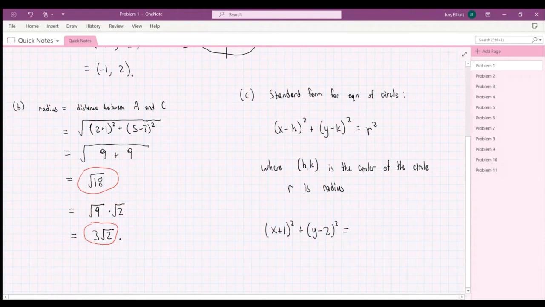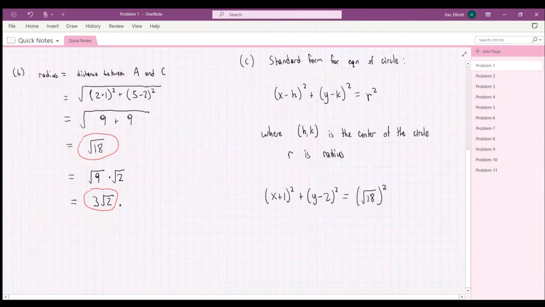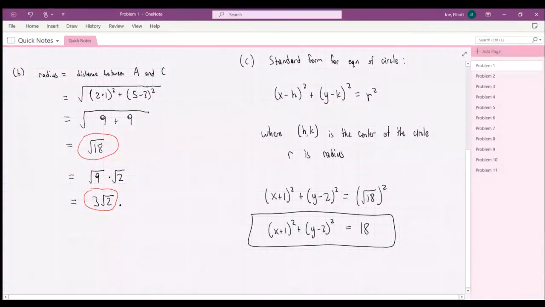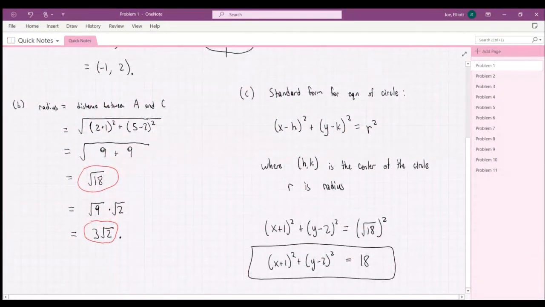The radius we found was 3 root 2, or maybe if you prefer square root of 18. So it would have been square root of 18, but then squared again. And then, of course, the square root of 18 squared will just give you 18. So here, this would be the equation of our circle. All right, any questions about that?